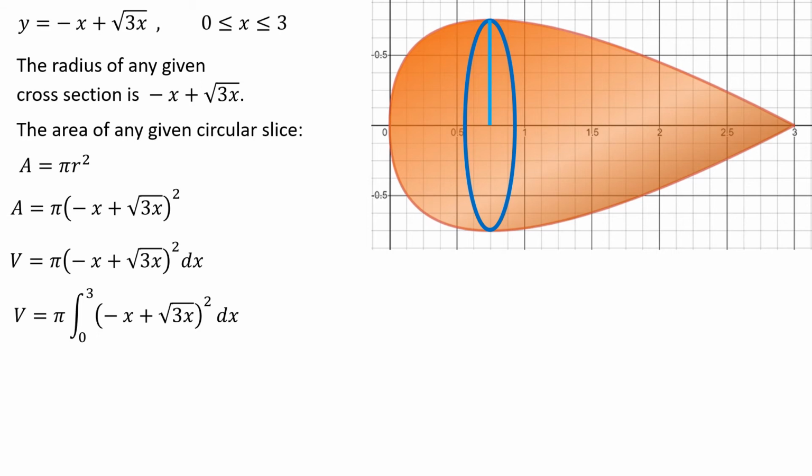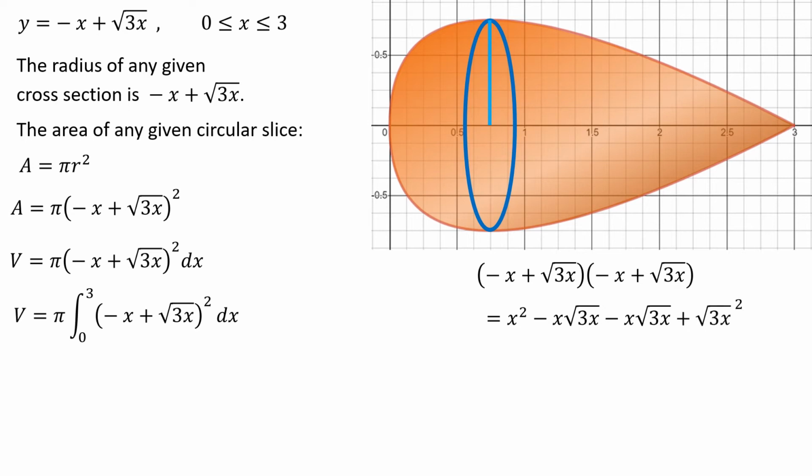Now this time I'm going to show the FOIL. I did the FOIL last time, but I didn't show it step by step because I figured you can figure out cosine times cosine makes cosine squared, you know, 2 times 2 makes 4. This is a little bit trickier though, so I'm going to do the first, outer, inner, last. So negative x times negative x, that's first. Outer, negative x times root 3x. Inner, root 3x times negative x. Last, root 3x times root 3x.